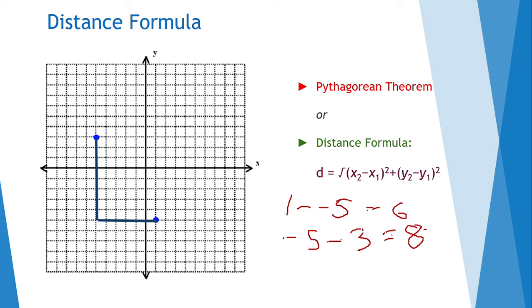So my equation would then be a squared, so a is my hypotenuse again, a squared equals 6 squared plus 8 squared, which would then go to a squared equals 100. That's what 6 squared plus 8 squared equals. And then a would equal 10, which is my answer.